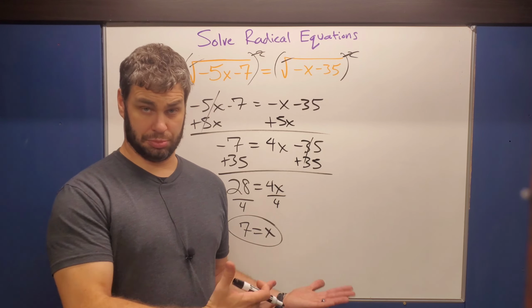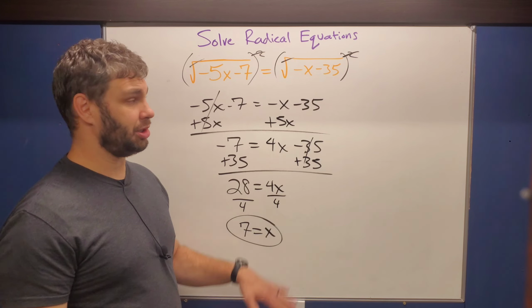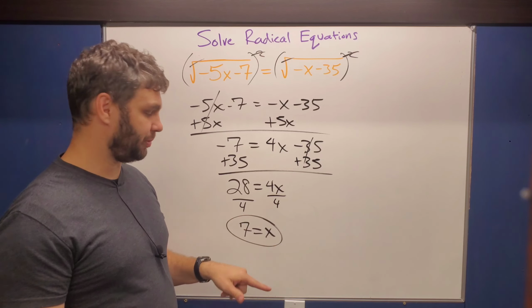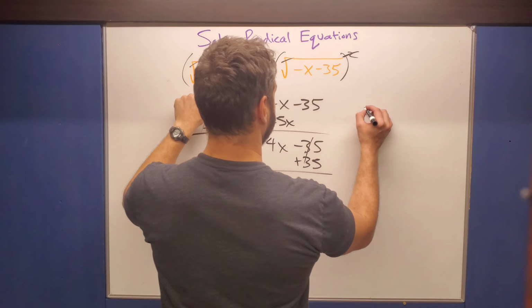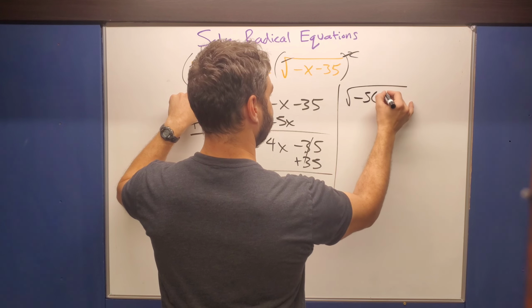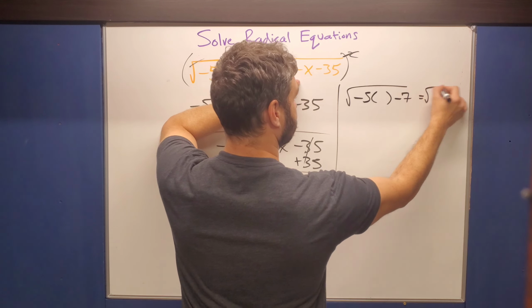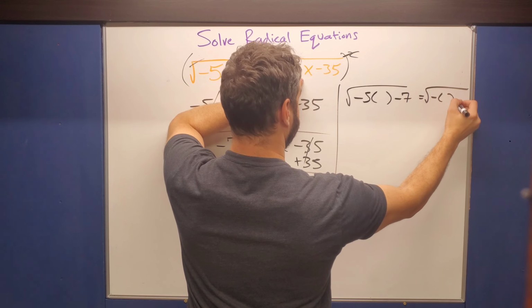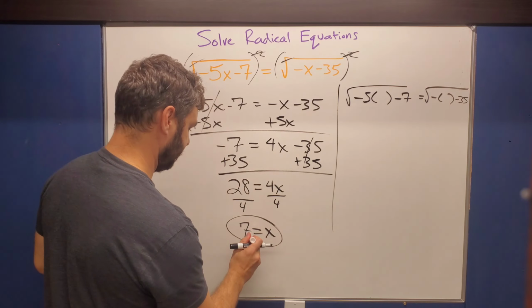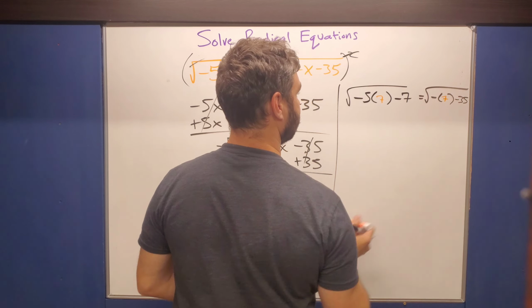But remember, I can't just move to the next question. I have to test to see if this is extraneous or not. So I'm going to rewrite this top part and leave spaces every time that I see an x. And in those spaces, we're going to put 7. So what I mean by that, draw a line over here. We have the square root of -5, leave a space, minus 7 equals the square root of negative space minus 35. And in that space, we're going to put 7. All right, so let's go 7 here and 7 there.